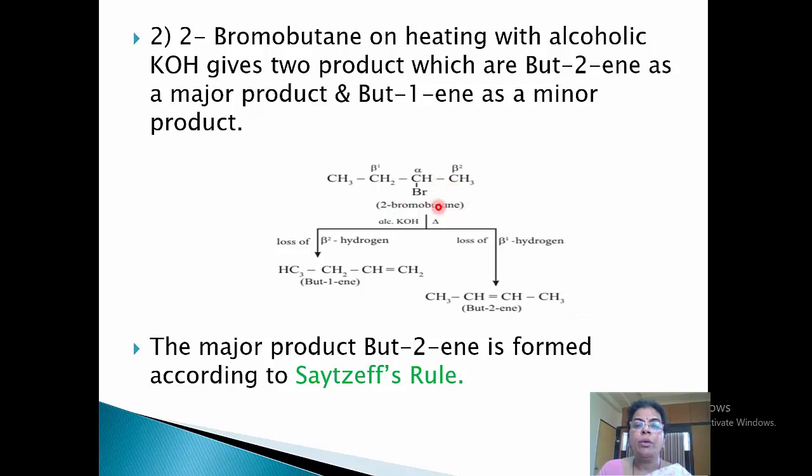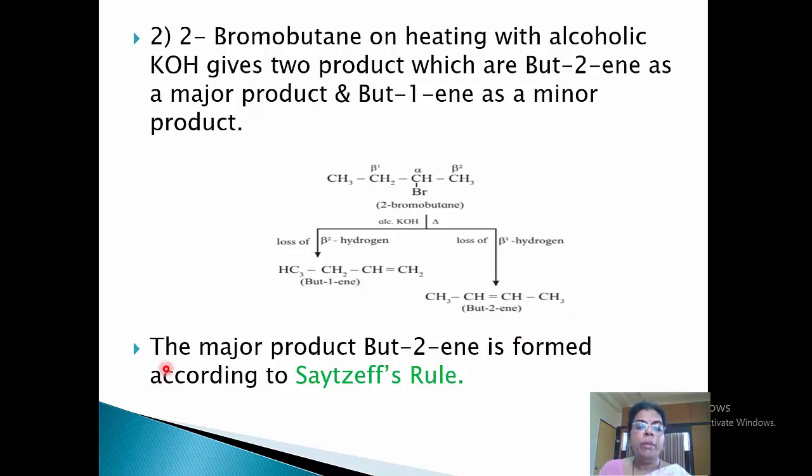Now when this compound undergoes dehydrohalogenation with alcoholic KOH, and this reaction mixture is boiled, we get two products, but-1-ene and but-2-ene. If the hydrogen atom from this beta carbon atom is removed with this bromine, then we get but-1-ene, which is a minor product, that is 20% product is obtained. And in case of this, if this beta hydrogen atom is removed with this bromine, then we get but-2-ene, that is CH3 CH double bond CH CH3, which is a major product, that is 80% product is formed.